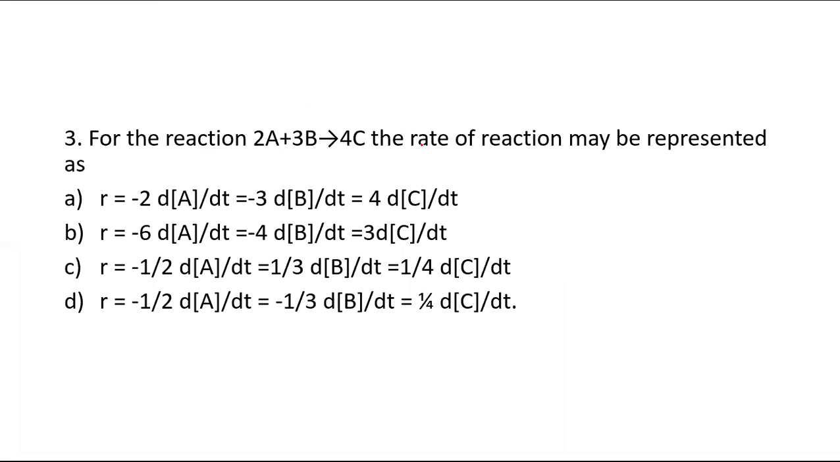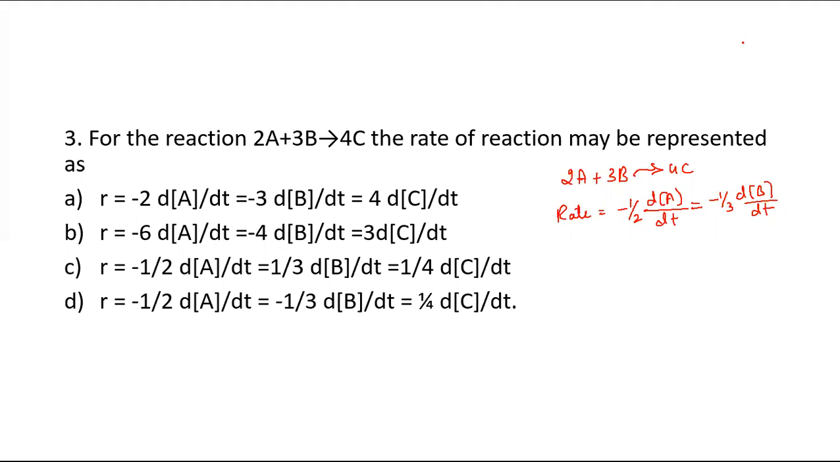Meanwhile, I'll just write the reaction separately. 2A plus 3B gives rise to 4C. So how to express the rate? Rate is equal to minus 1 by 2 dA by dt. First you write the rate expression completely, then you can search whether it is there in the option or not. It is equal to minus 1 by 3 dB by dt.